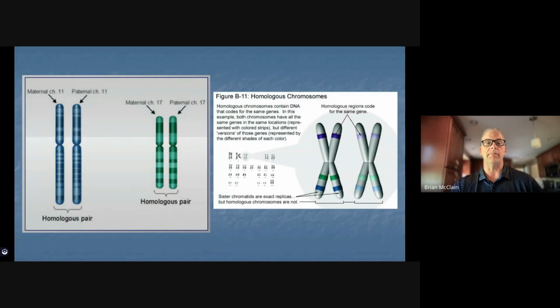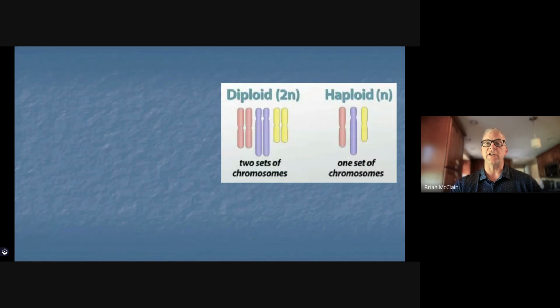Okay. Now, here's a couple more images of that. So you can see here, they're saying maternal means mom, paternal is dad. So there's the pair for number 11 and pair for number 17. And once again, they cover the same traits, but genetically, they are not going to have the exact same coding because they came from different people.